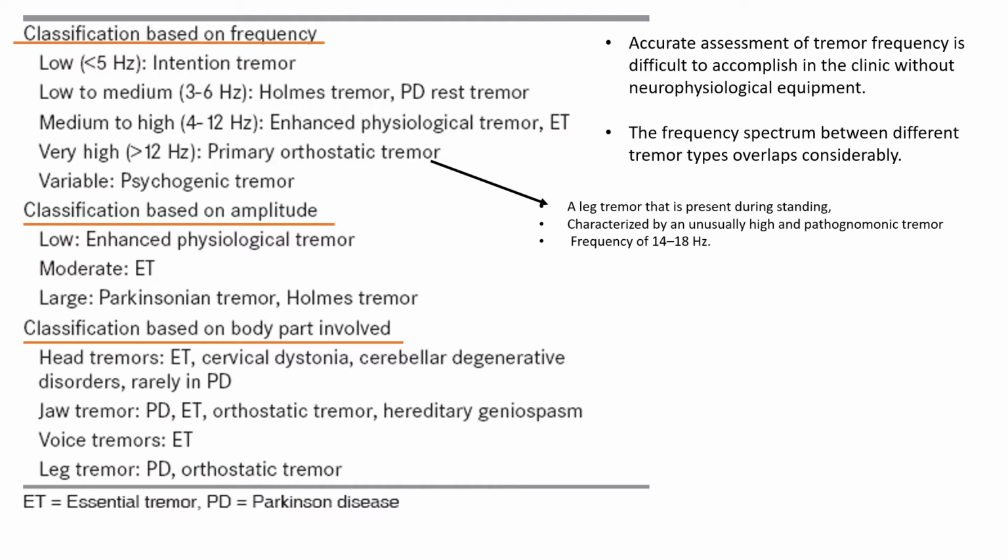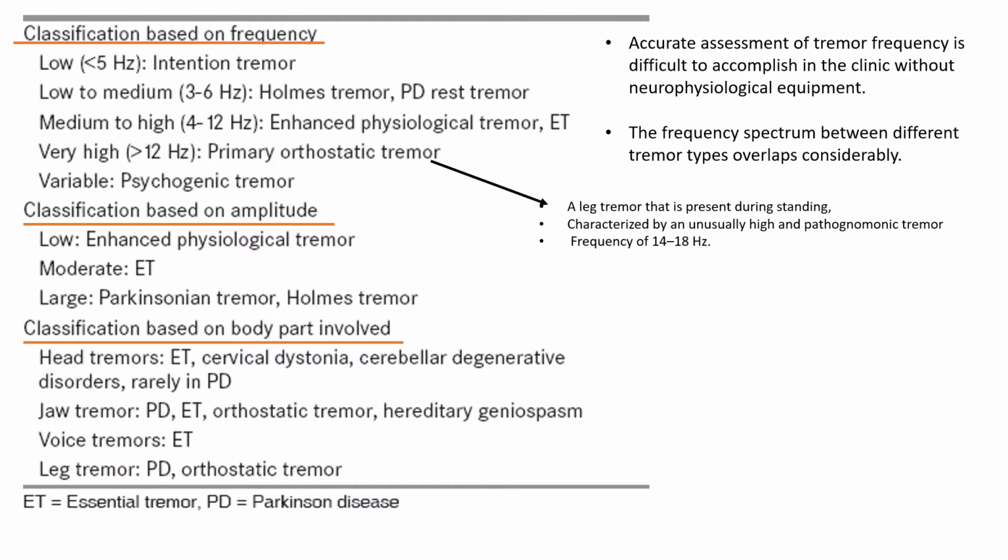Okay. The classification of tremors can also be based on amplitude. A low amplitude tremor could be present in an enhanced physiological tremor, while a large amplitude could be a Parkinsonian tremor or a Holmes tremor. Classification can also be in terms of body distribution, like head tremors, for example in essential tremors, cervical dystonias, cerebral degenerative disorders. Jaw tremors, example again in Parkinson's disease and essential tremors. Voice tremors again in essential tremors, while leg tremors may be seen in orthostatic tremors.